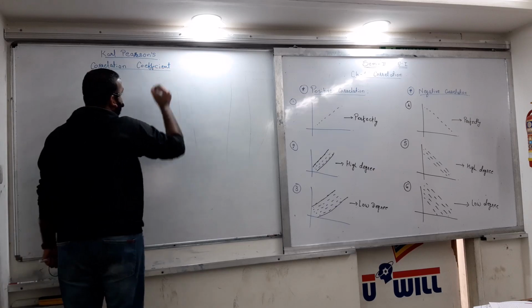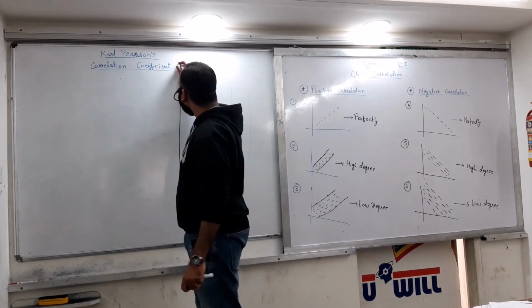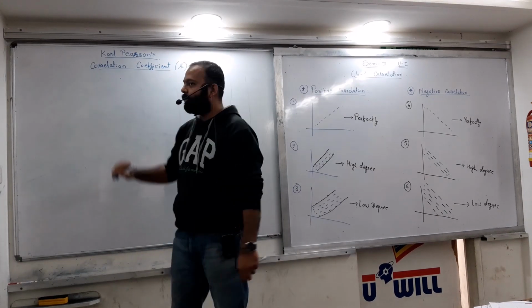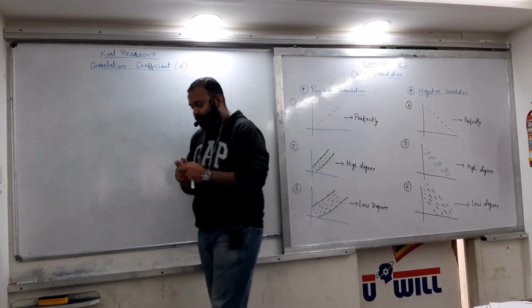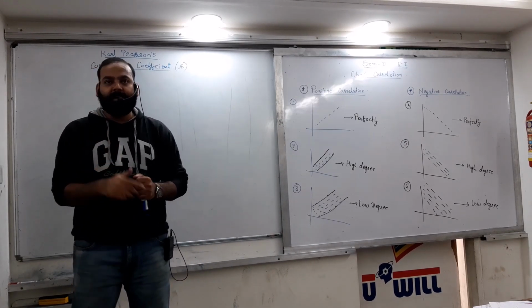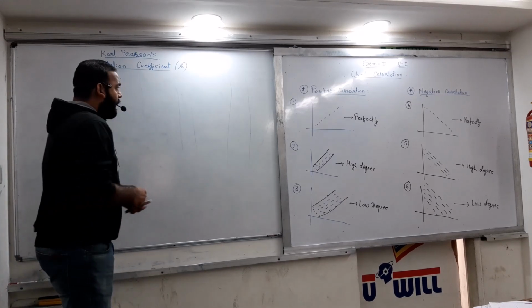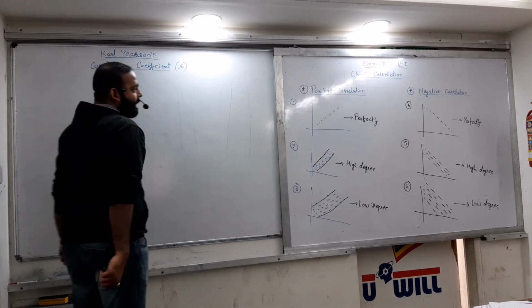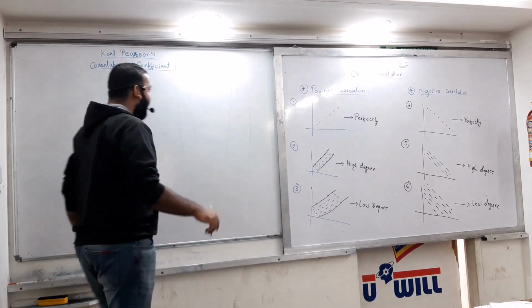So it is called Karl Pearson's correlation coefficient. And for this, the letter used is R, small r. Okay. So when you have to find the relationship between two variables in numbers, we will use Karl Pearson's correlation coefficient. Now we know that there are two types of correlation, one is positive and one is negative.